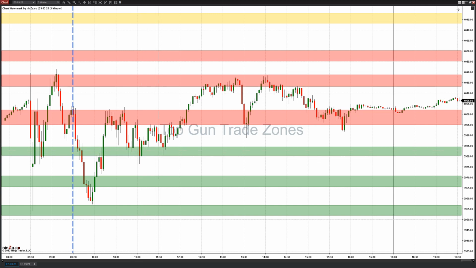Now, they can also be used for targets as well as re-entry points. Take a look, even here at 8:30 a.m. we had a major report. Look how the zones, which came out an hour earlier and would have been on your charts, look how accurate these were. This is a 67-point move.